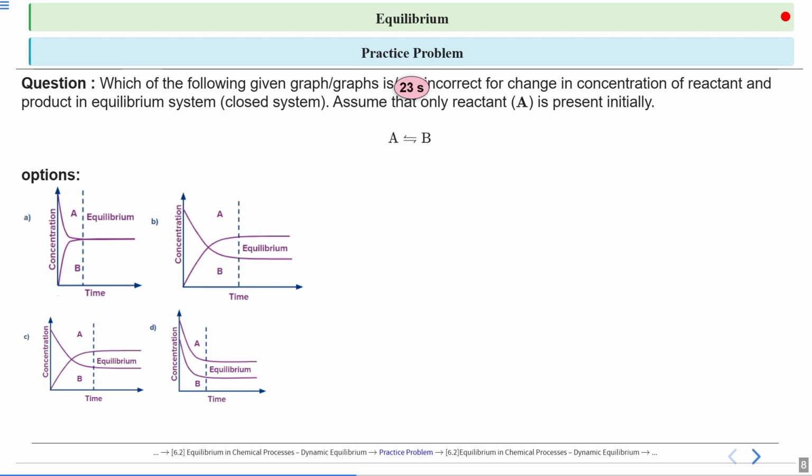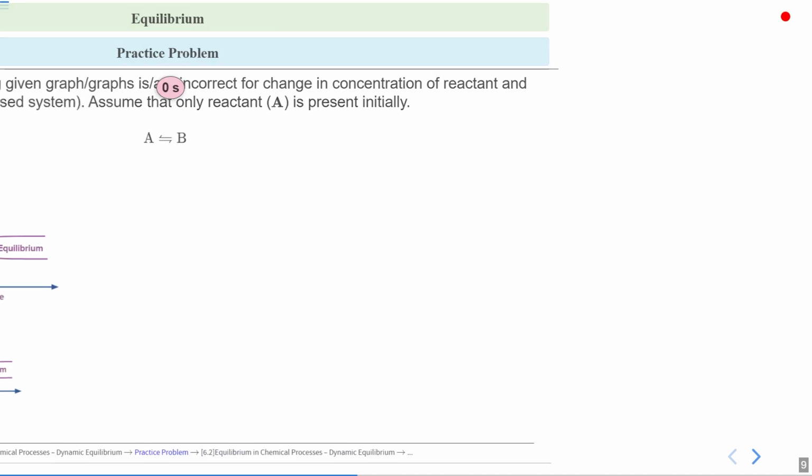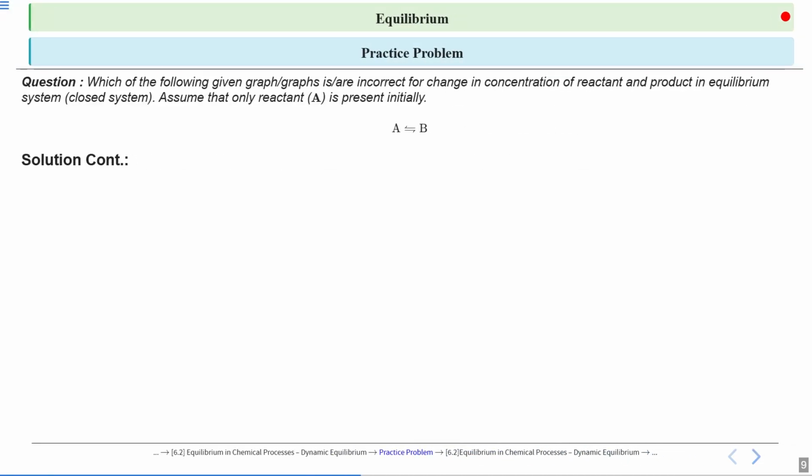See, two things are there. First is that the reactant's concentration will decrease and the product's concentration will increase with time. After a time, they both will become constant. Now, which of these graphs is not following the same? Can you find it? It's an easy one. 10 more seconds for you. You have to find the incorrect one. Remember, you have to find the incorrect one. So, your time is up. Now, the incorrect graph will be the fourth one.